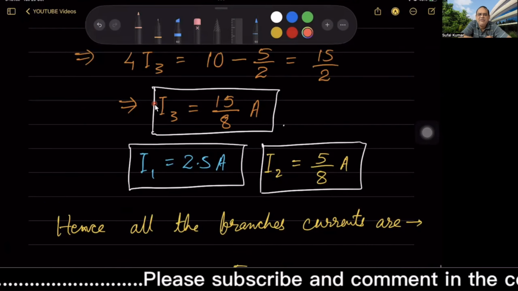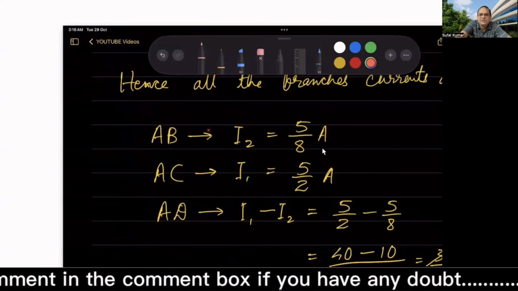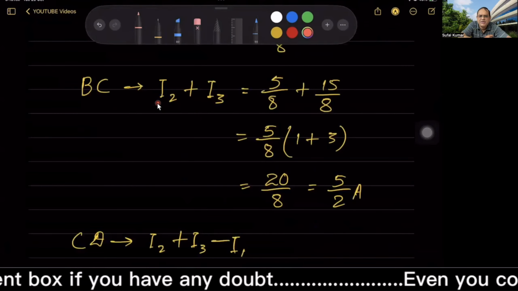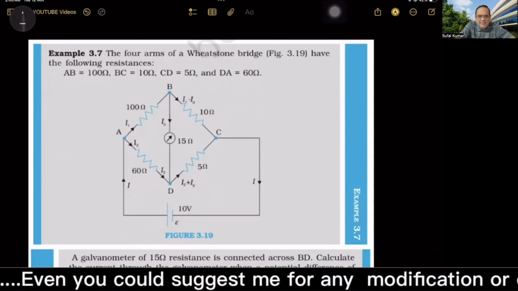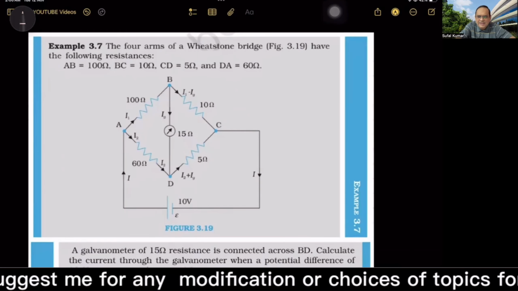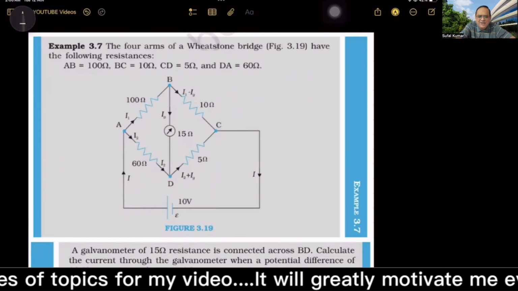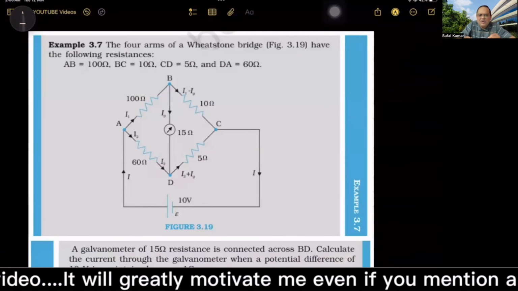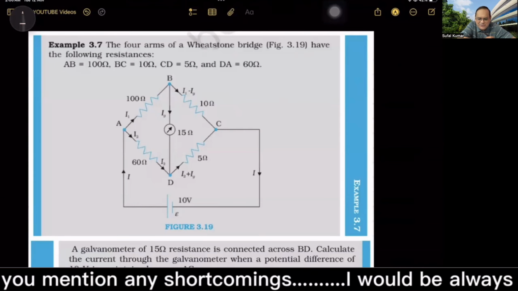After getting these three values, I1, I2, I3, I have arranged all the branch currents. So hence this question is done. Here comes example 3.7, NCERT solved, current electricity. This is an unbalanced Wheatstone bridge. It is not a balanced Wheatstone bridge, so we need to apply Kirchhoff's law.